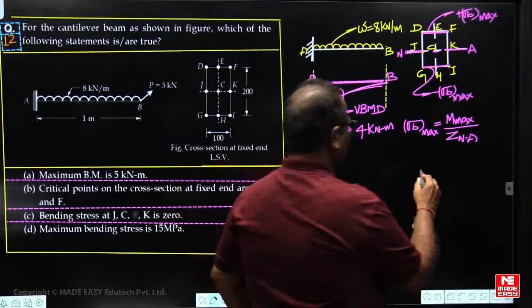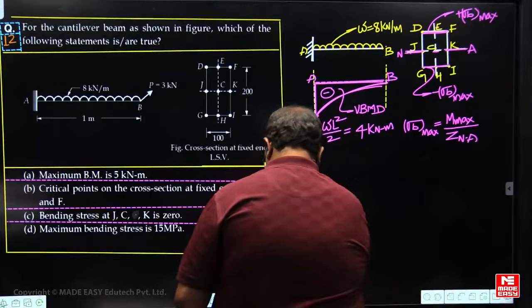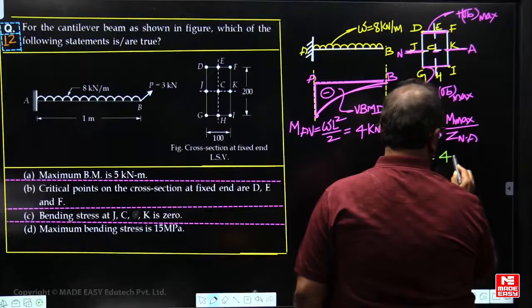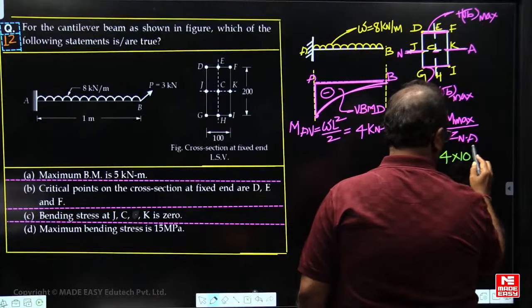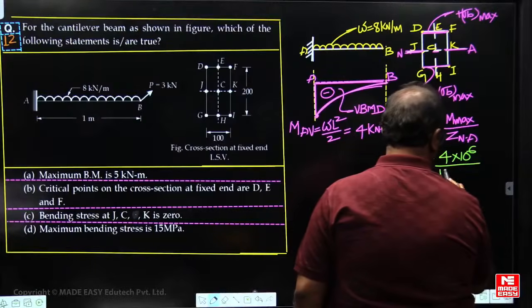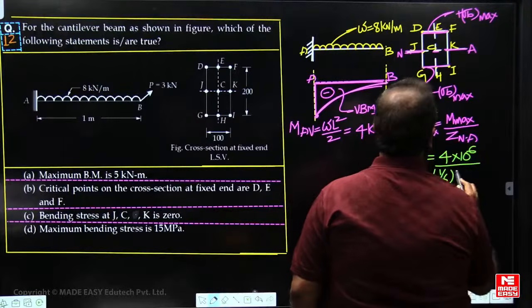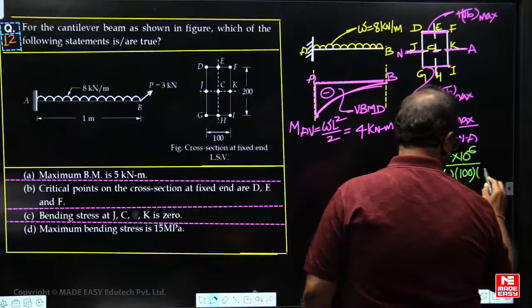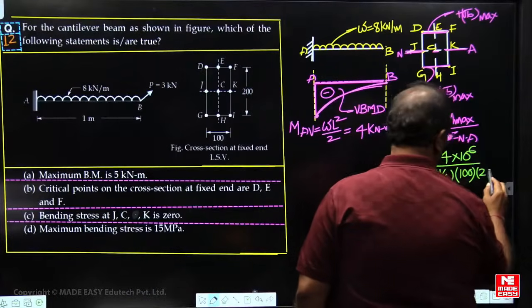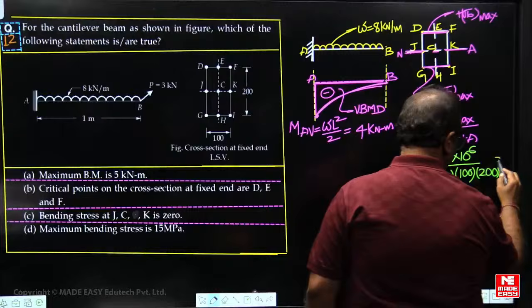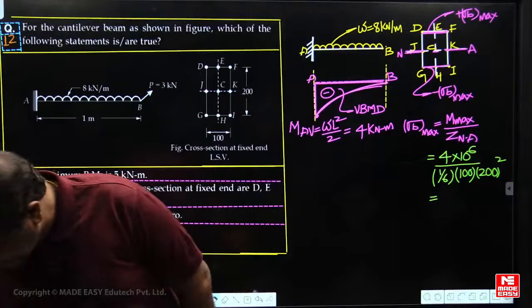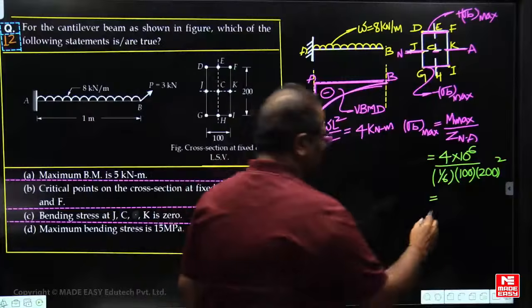So what is the bending moment value now? This is 4 into 10 power 6, 1 by 6, 100 into... So this value you are getting is 6 megapascals.